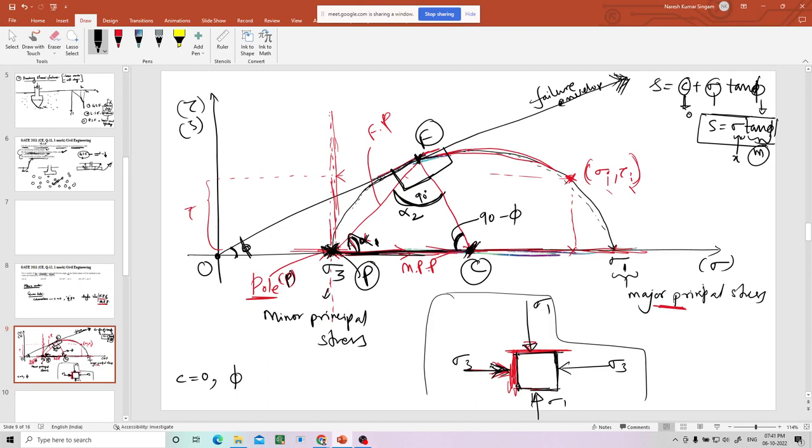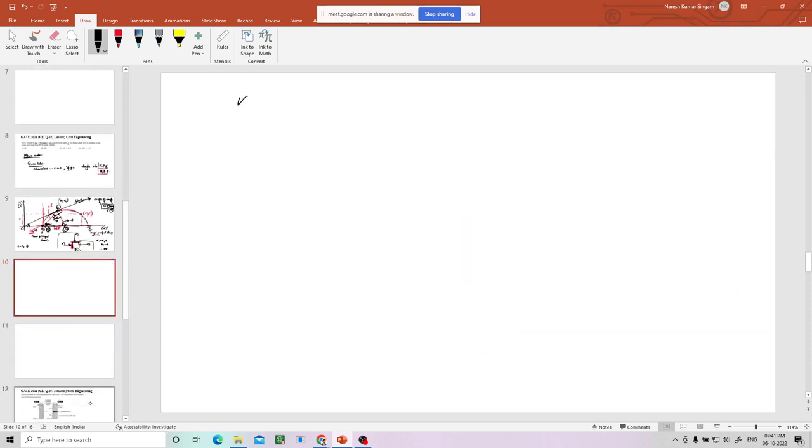So alpha 1 and alpha 2 are opposite to the equal sides. So alpha 1 equal to alpha 2. Now in this triangle PCF, alpha 1 plus alpha 2 plus 90 minus phi equal to 180. Then alpha 1 and alpha 2 both are equal. Let us say this is alpha, this is also alpha. 2 alpha plus 90 minus phi equal to 180.